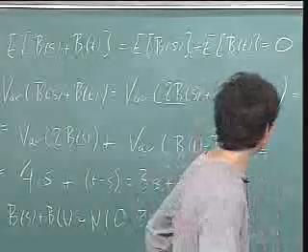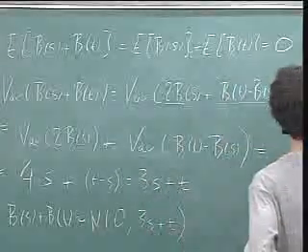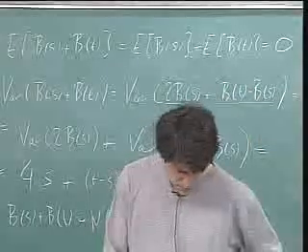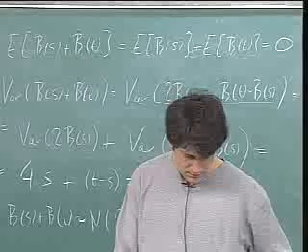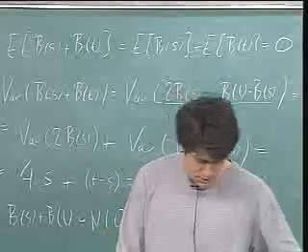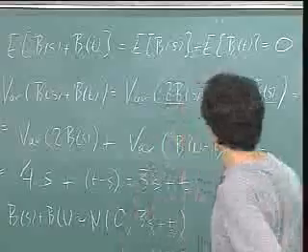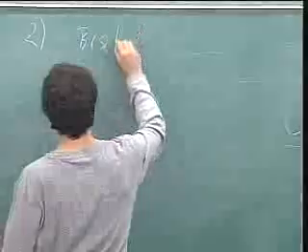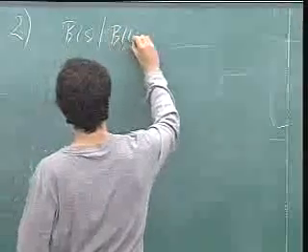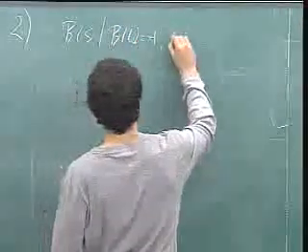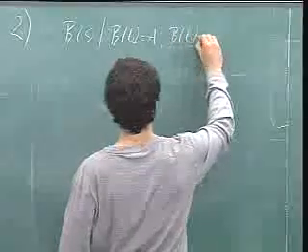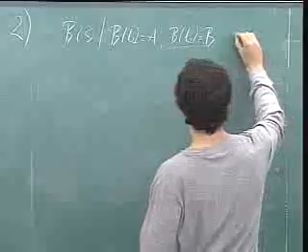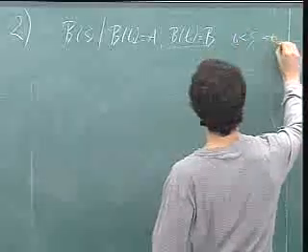Okay, now let's do problem 2. In problem 2, we want to find the conditional distribution of Bs given the value of the Brownian motion at 2 points. So we want to find the distribution of Bs given Bt1 is equal to a and Bt2 is equal to b. And of course, here we're assuming that s is between t1 and t2.